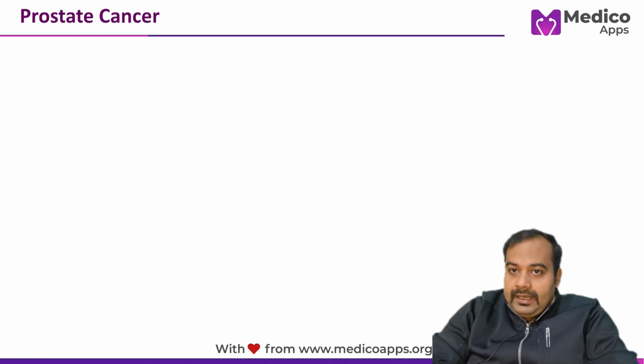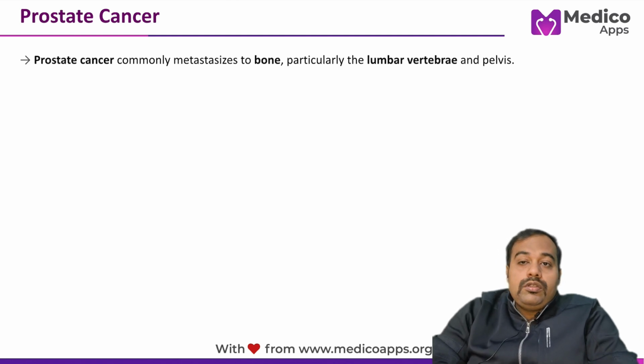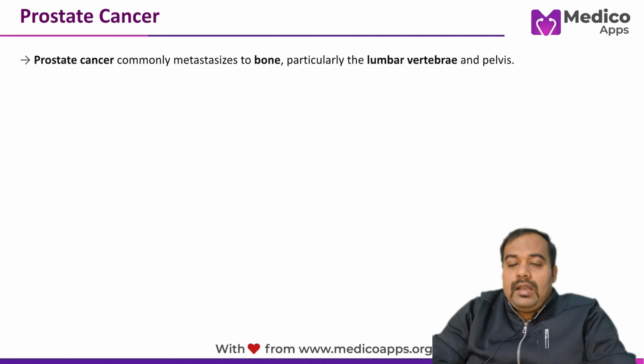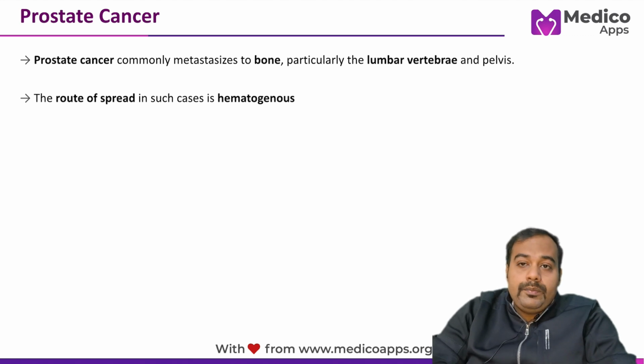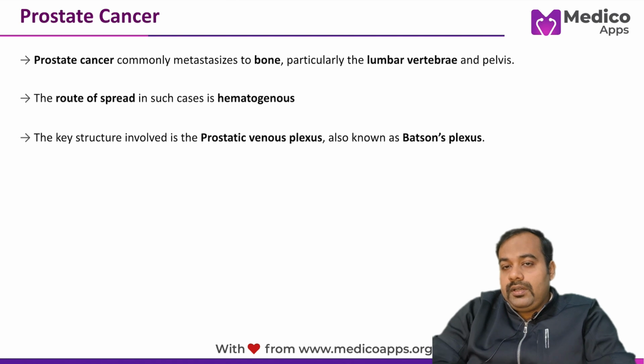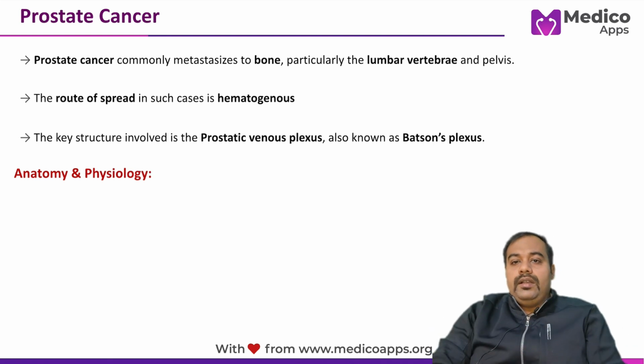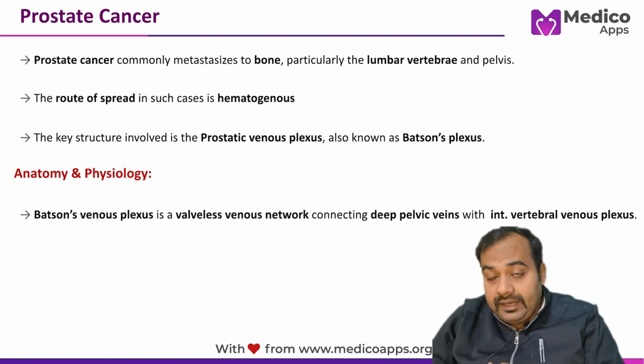In case of prostate cancer, it has been seen to metastasize most commonly to the bone, especially the lumbar vertebrae and the pelvis. This metastasis typically occurs through the hematogenous route. Among the hematogenous routes, the main responsible venous plexus is known as the Batson venous plexus or the prostatic venous plexus. Now, let's try to understand this prostatic venous plexus.